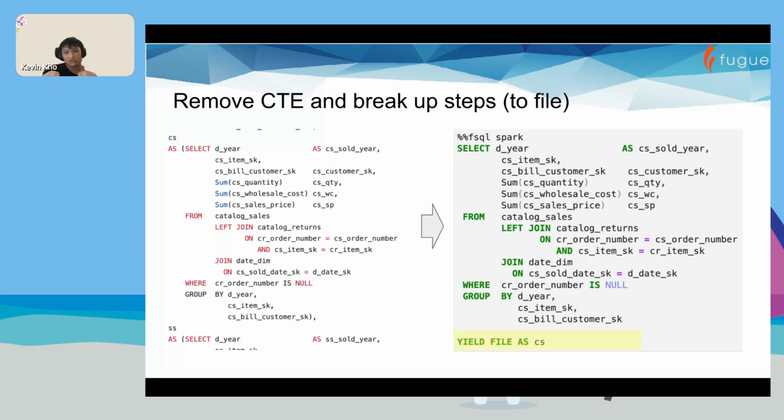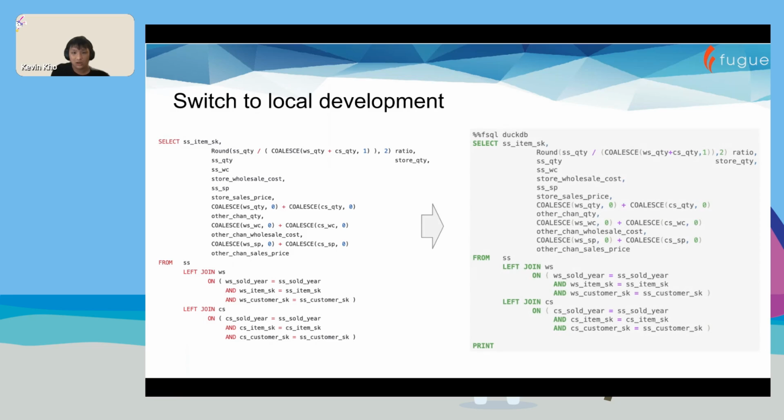So here, if your previous step is already good, then you can just yield the file and then use it later. And I'll show that more in a bit. So here we're already using a local engine, so we can just pull that from a local cache and then just proceed to use it.